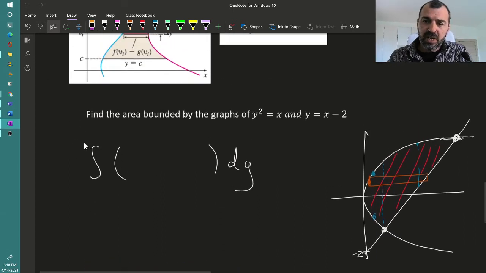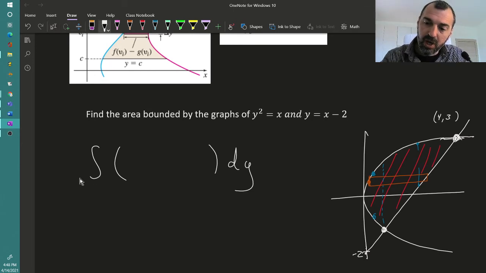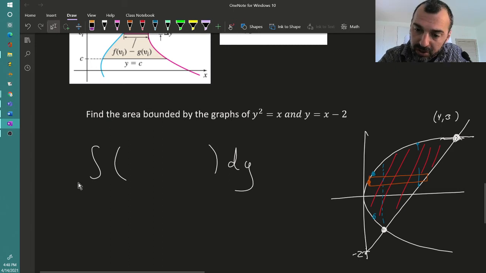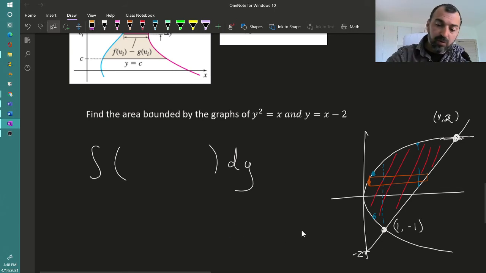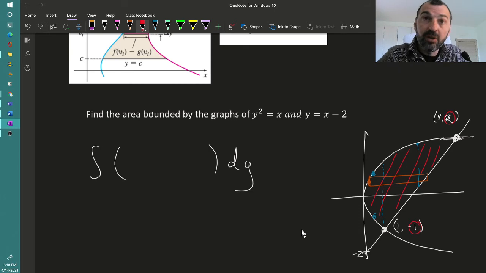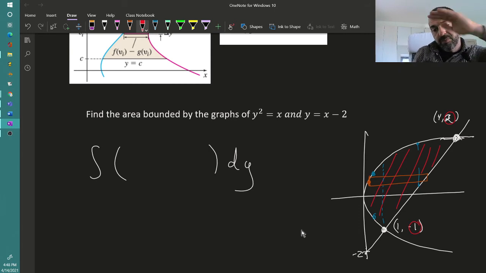All right. So now the question is, where do these guys intersect? This is 4 comma 2 over here. Sorry, that's a 2. And this one down here is 1 comma negative 1. And so our limits of integration, our upper and lower bound, are going to be from negative 1 to 2, because we're integrating in the y direction. So remember, I'm kind of turning my head here. We're integrating in the y direction, and so we're going from negative 1 to 2.